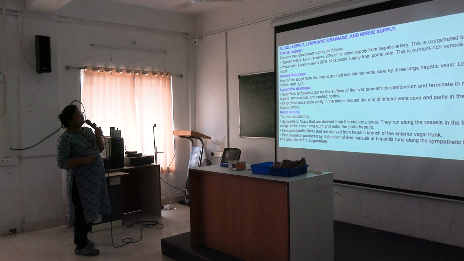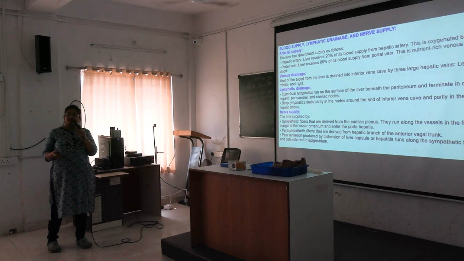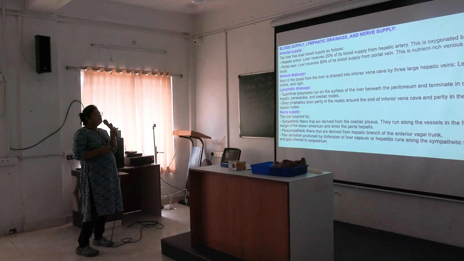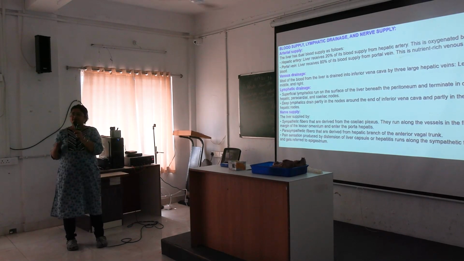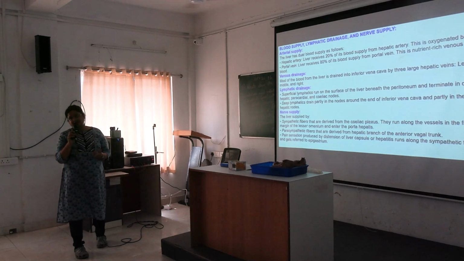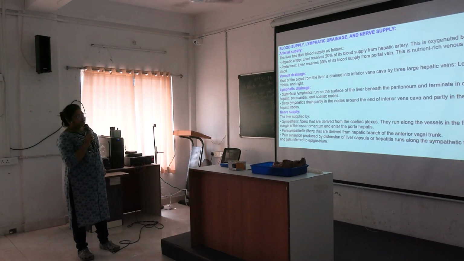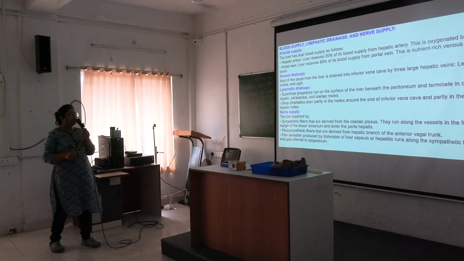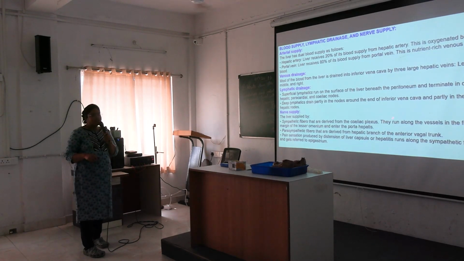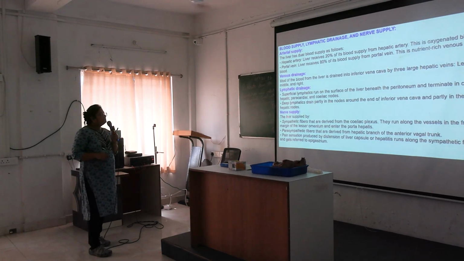Liver has dual blood supply. It receives 20% of blood from hepatic artery, that is oxygenated blood, and the rest, 80% of blood, from the portal vein. This distribution you must remember, important for viva and MCQ. 20% from hepatic artery, 80% from the portal vein. And this is nutrient rich venous blood, portal blood. Venous drainage, most of the blood from the liver is drained into inferior vena cava by three large hepatic veins, left, middle and right.